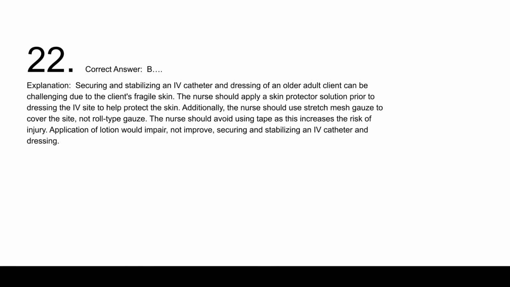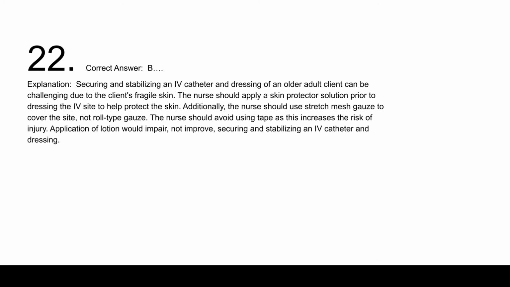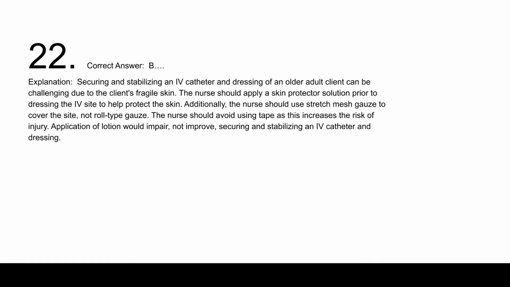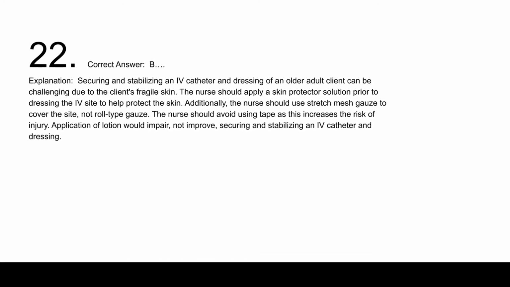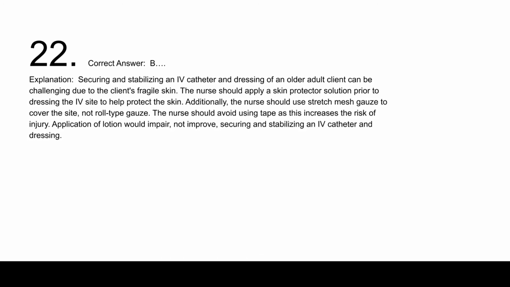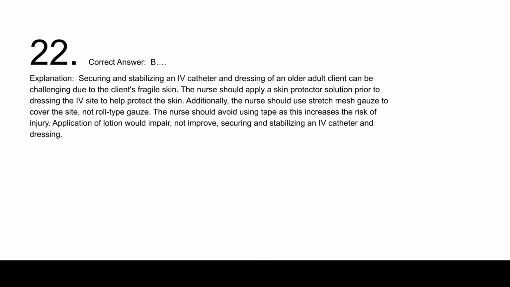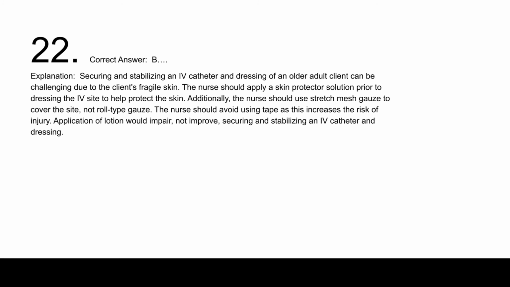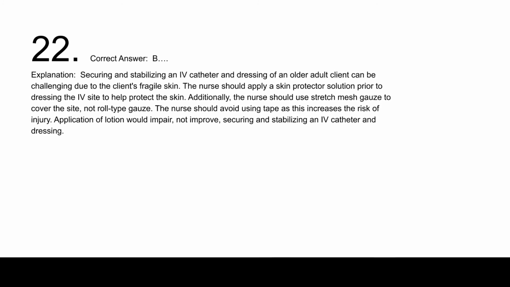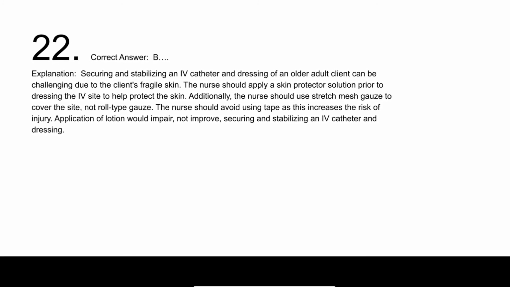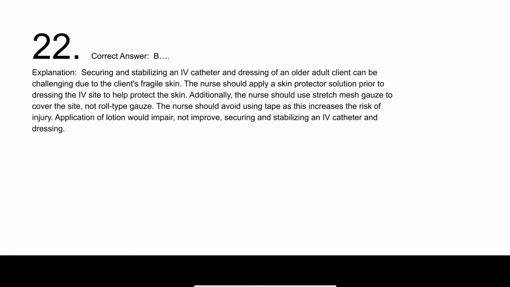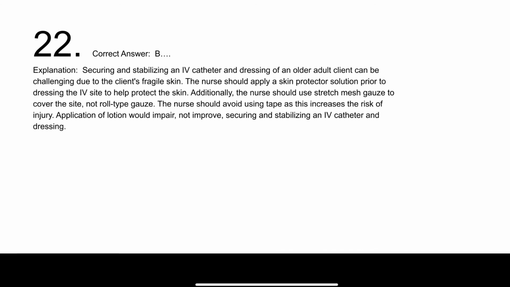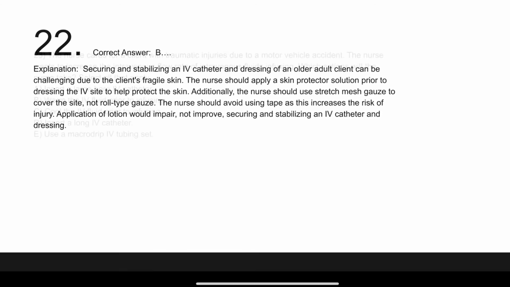Correct answer, B. Explanation. Securing and stabilizing an IV catheter and dressing of an older adult client can be challenging due to the client's fragile skin. The nurse should apply a skin protector solution prior to dressing the IV site to help protect the skin. Additionally, the nurse should use stretch mesh gauze to cover the site, not roll-type gauze. The nurse should avoid using tape as this increases the risk of injury. Application of lotion would impair, not improve, securing and stabilizing an IV catheter and dressing.